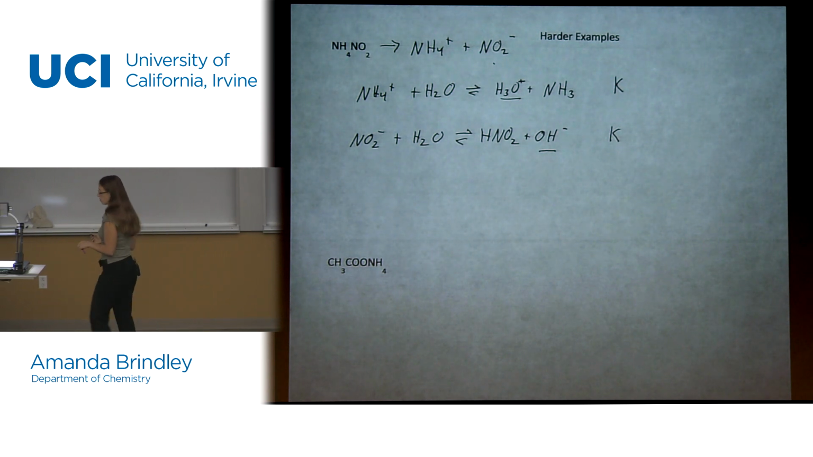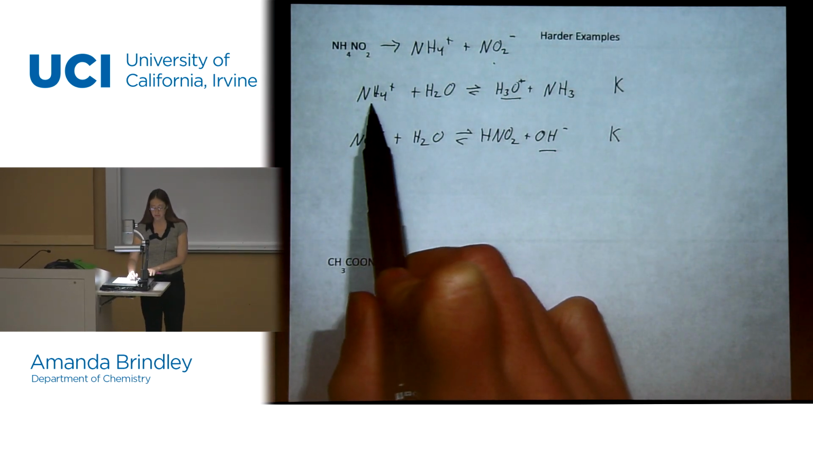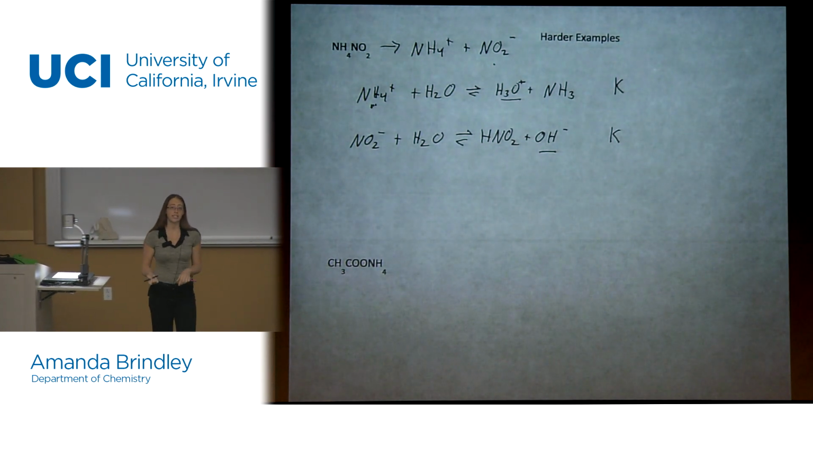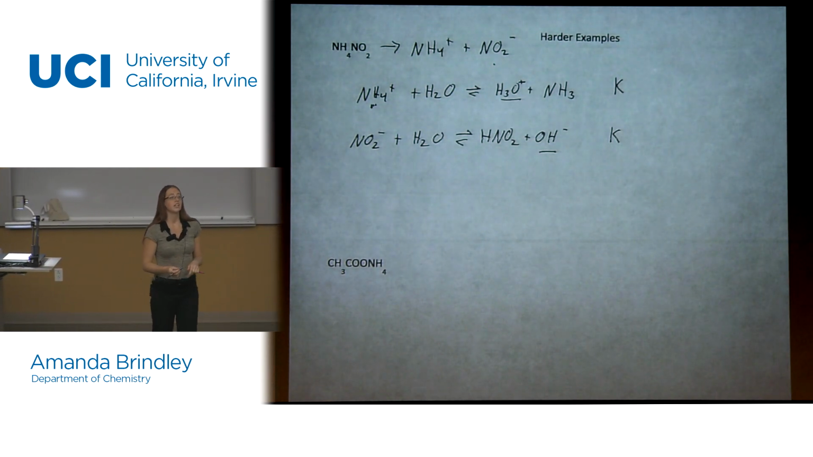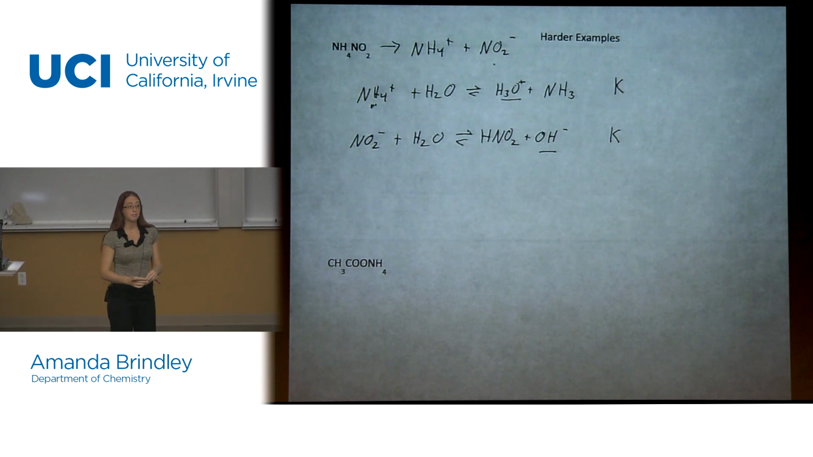Because if you go to the back of the book or the internet and you look up a number for this, you're not going to find the Ka for NH4+. What are you actually going to end up finding? You're going to find NH3, and then that's going to be the Kb. So you can't look up that number.